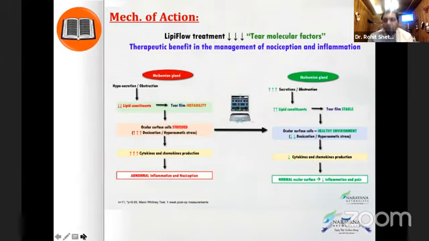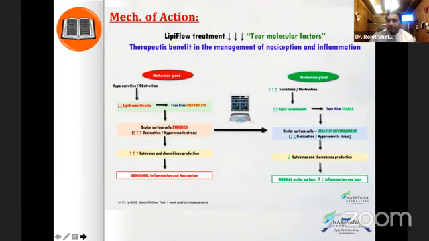We use this a lot as a pre-op cleansing, I call it, of the meibomian glands and ocular surface. The heat itself would change the constituents of the lipids, and the massage would help in expressing it out.